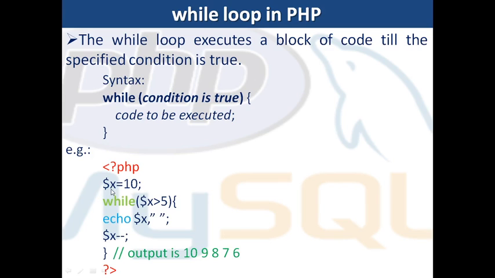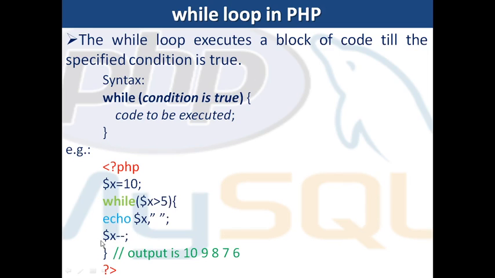$x = 10; while ($x > 5) echo $x, then a space, and $x--. So what it will do is first check if $x is greater than 5. The first time, 10 is greater than 5, so it will print 10 and then decrease 10 to 9. Again it will check if 9 is greater than 5, and print 9.